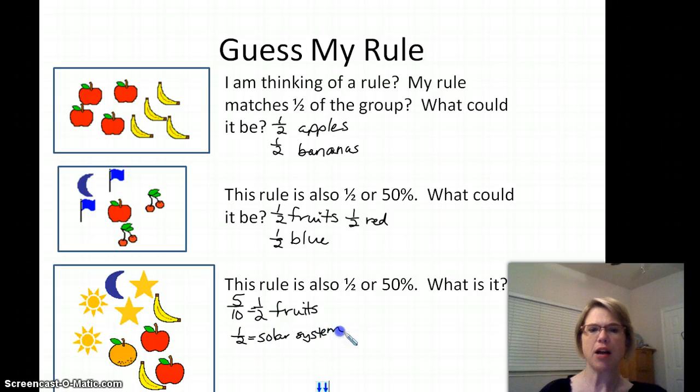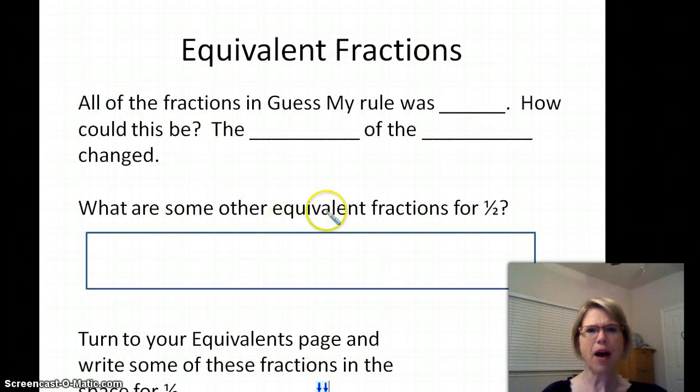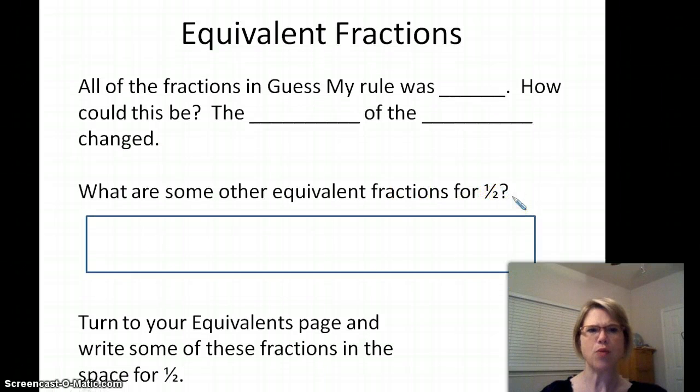So that's what we're going to talk about today, boys and girls, equivalent fractions. And then we're also going to talk a little bit about percent, and what it means, and why percent is sometimes better to use than fractions, that kind of thing. Okay, so let's see, our next page talks about how all of those items were equal to 1/2, right? All of the fractions in Guess My Rule were 1/2.